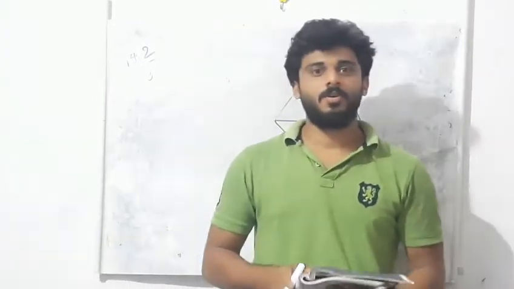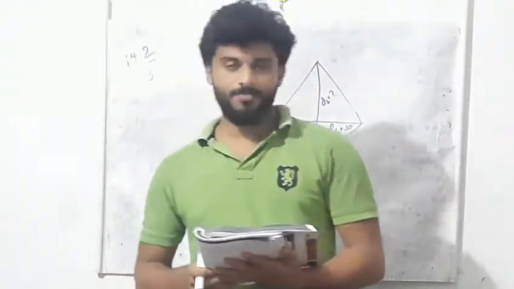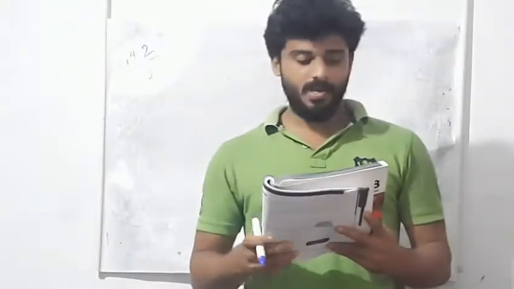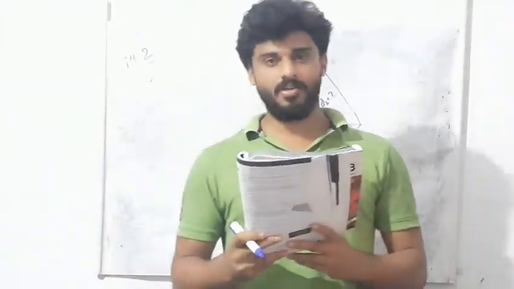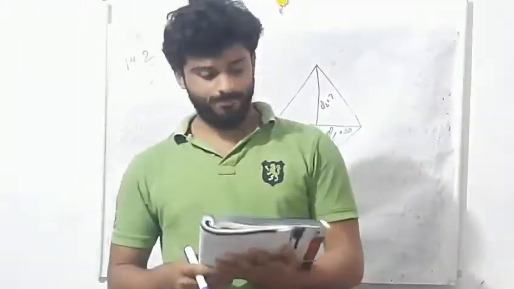Hi students, now we are going to do the problem from exercise 14.2, question number 5. I will read the question for you. The question is that a rhombus has a perimeter of 68 centimeter and a diagonal of 30 centimeter. Find the area of the rhombus.